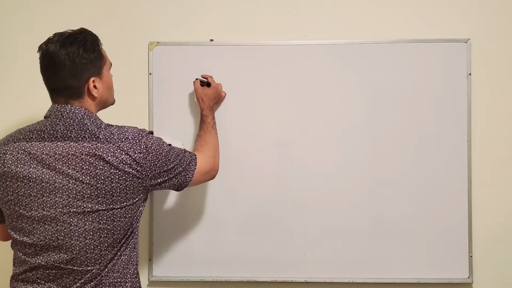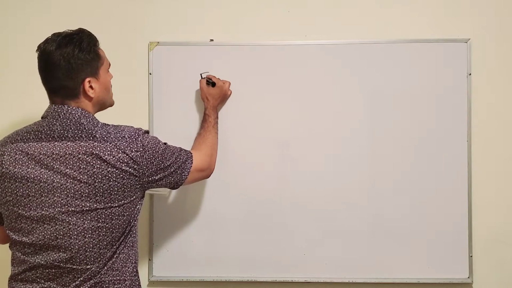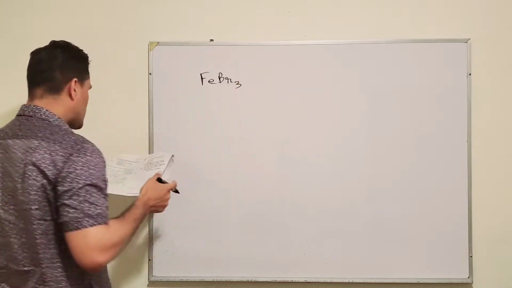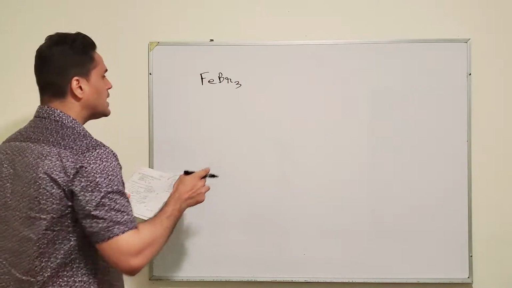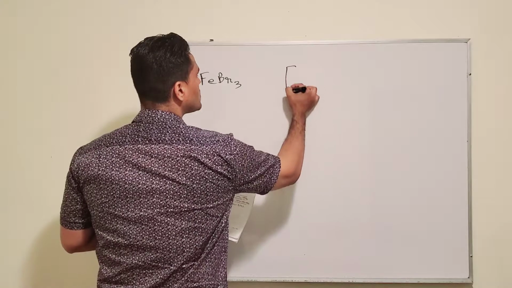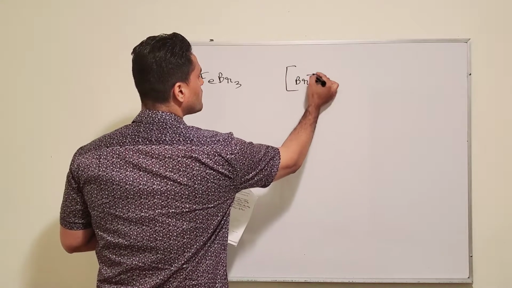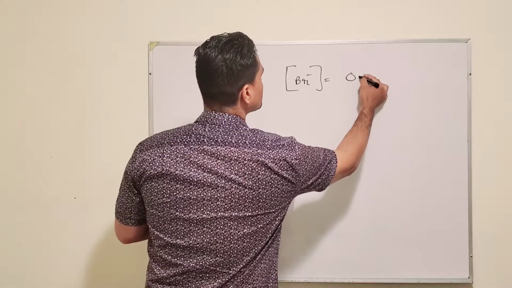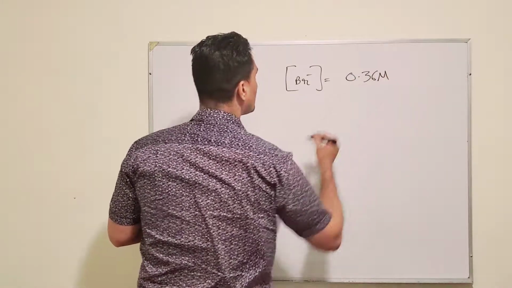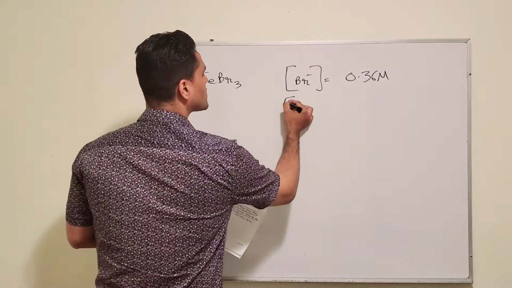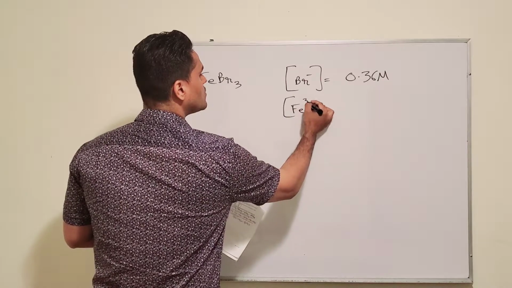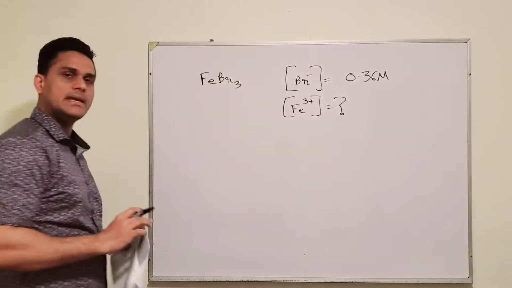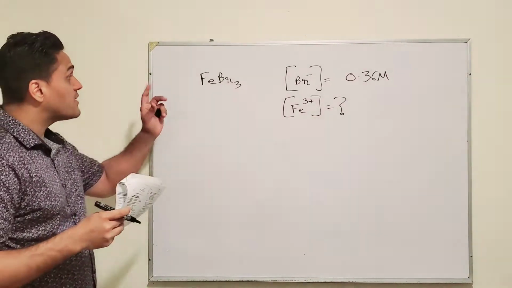So the question says you have a solution of FeBr3 where the concentration of Br minus is equal to 0.36 molar. And the question is asking us to find the concentration of Fe3 plus. Okay? So you have a solution of FeBr3.